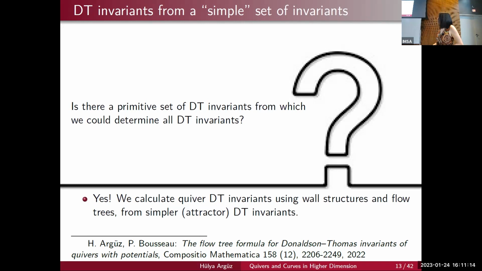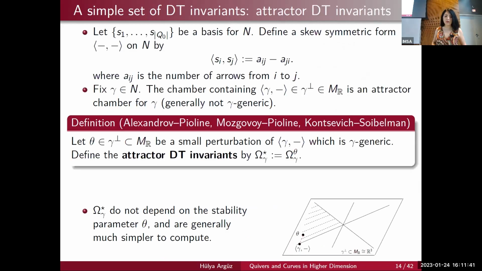So we generalized, we worked with some wall structures with different Lie algebras than the talk I gave last time. And in this situation, we showed that you can also obtain an algorithm to combinatorially calculate quiver DT invariants out of some simpler DT invariants, and these DT invariants are called attractor DT invariants. So I will tell you what these DT invariants are in a minute.